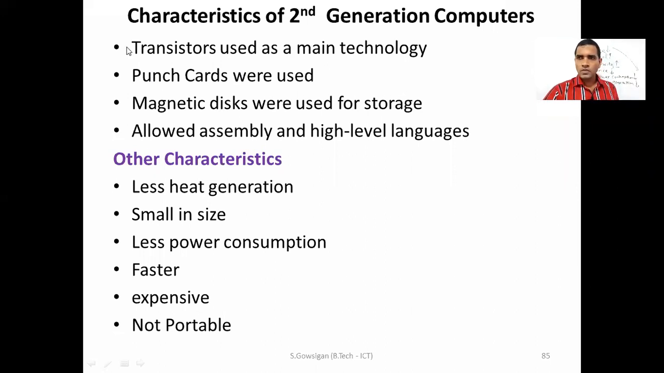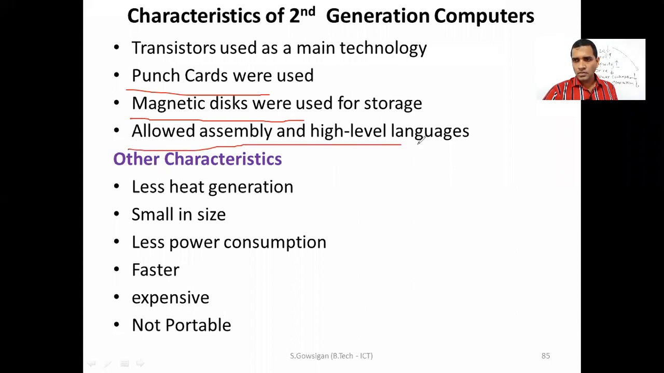Right, so yes, punch cards were still there. They were used in the second generation too, because mouse and keyboards were not introduced in that particular period. They came later. And they also introduced some magnetic disks for storage, disks which use magnets for storing the data. You can even say magnetic tapes.